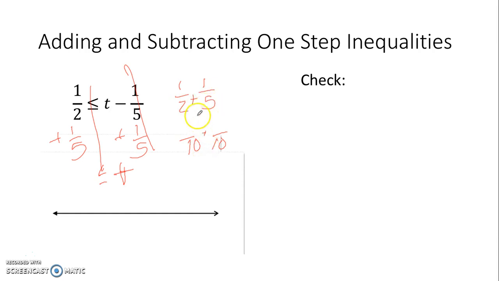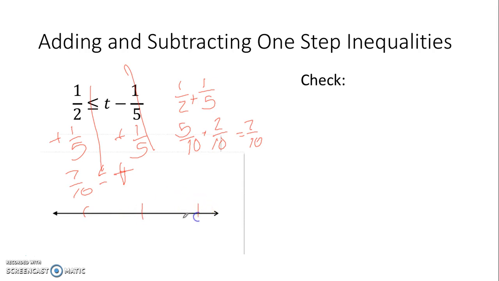2 times 5 is 10. 1 times 5 is 5. Okay, same thing. 2 times 5 is 10, and 1 times 2 is 2. So 2 tenths plus 5 tenths is 7 tenths. So 7 tenths is less than or equal to t.